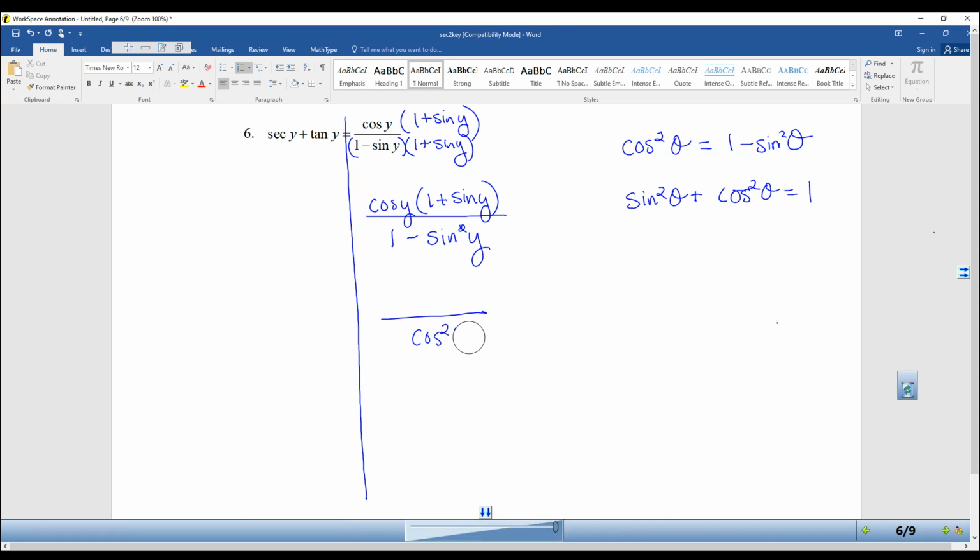But in this problem, cosine squared y, and we have a cosine of y on the top, 1 plus sine of y. And now I think you can see why I didn't factor it or multiply it out. So one of these cosines cancels with one of these, and I'm left with 1 plus sine of y over cosine of y.